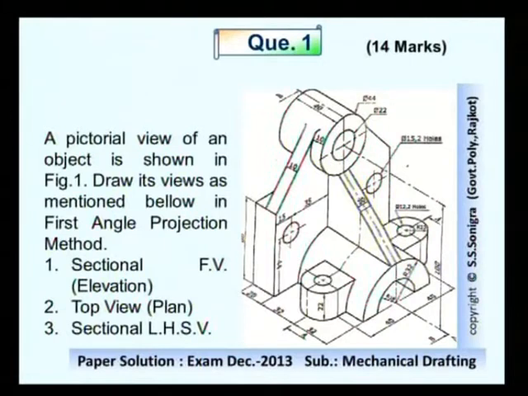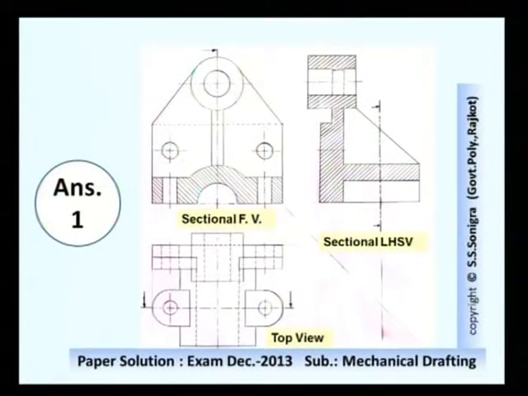same question paper. The first question in the question paper is: a pictorial view of an object is shown in the figure, and we have to draw three views: sectional front view, top view and sectional left hand side view, that we drew last time like this. These are the three views of that problem.